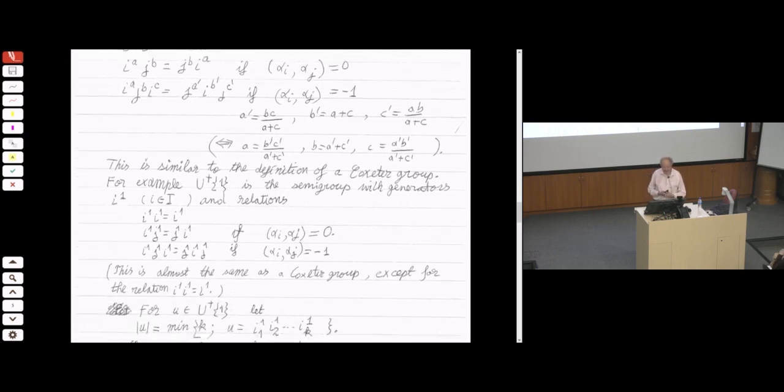So in that case, you get these three types of relations, and this looks exactly like the relations of a Coxeter group, except the first relation is different. Because in the Coxeter group, you would say that I1 times I1 is the unit element, and here it is not a unit element. So actually, what you get from this will not be a group, but a semigroup, which has the same indexing set as for the Coxeter group, but the relations are slightly different.